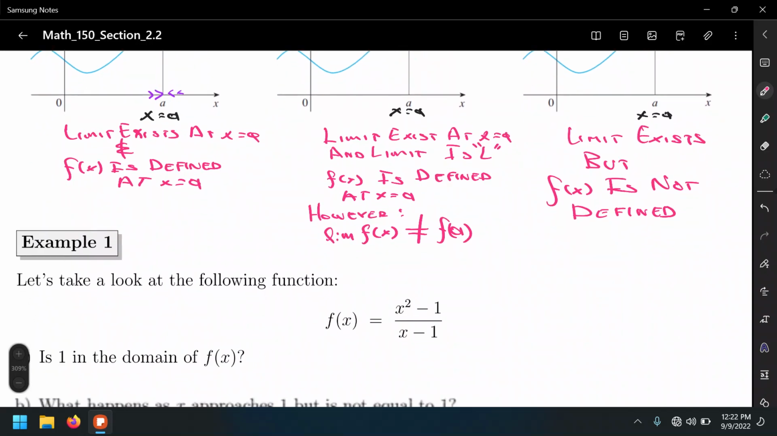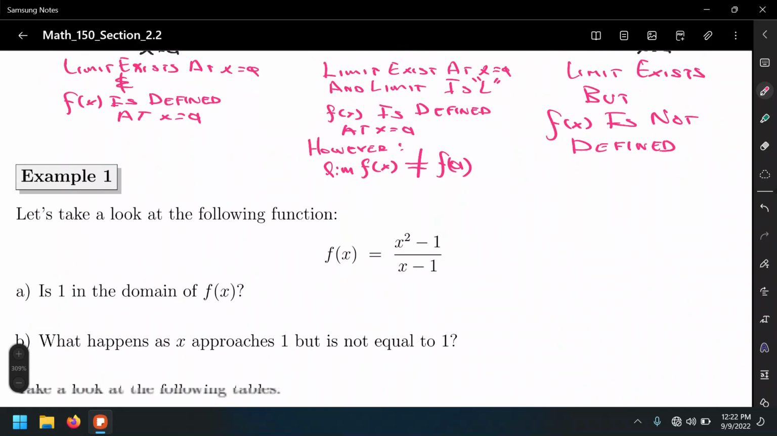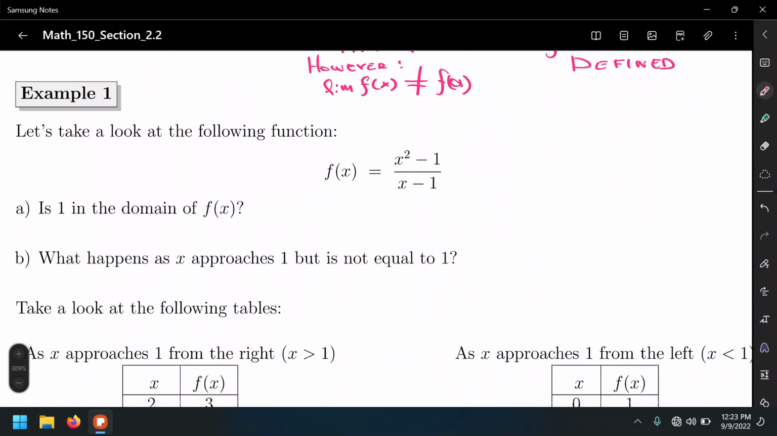And let's have a look at one numerical example. We have the function f of x equals x squared minus 1 over x minus 1. So the question is, is 1 in the domain of f of x? Yes or no?